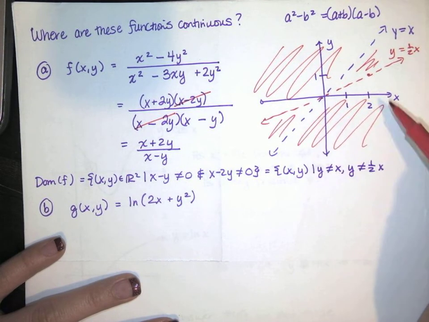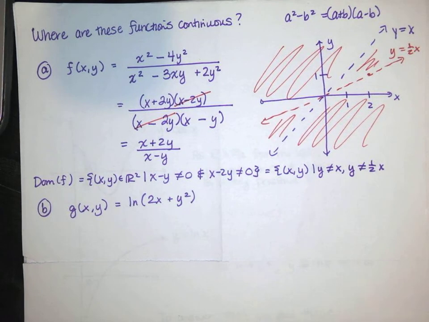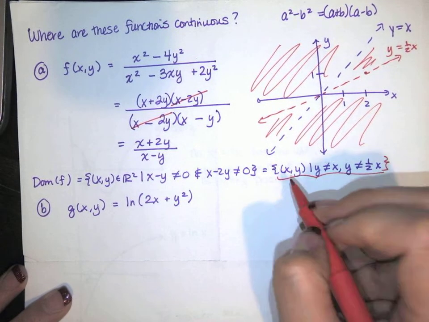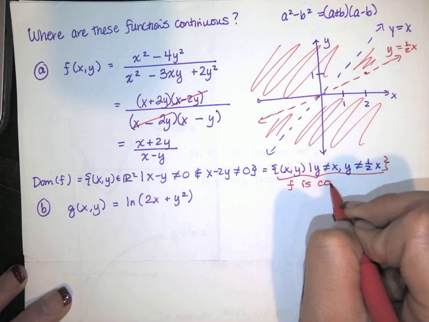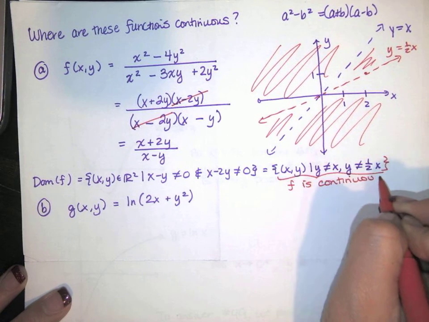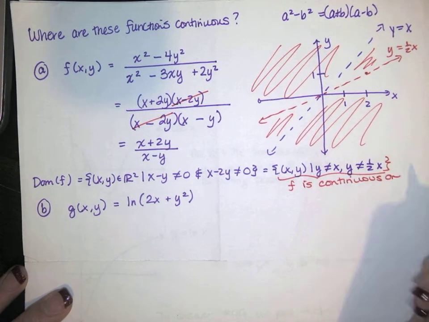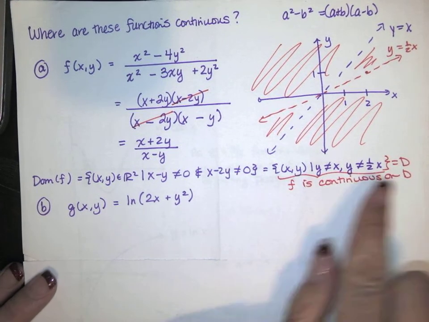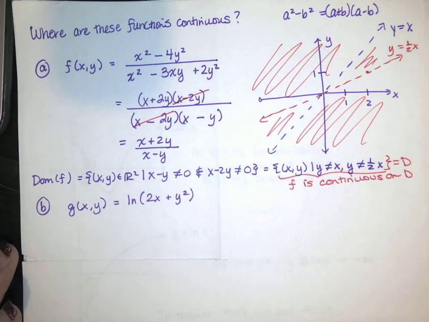You might say, I thought they were asking about continuity, and they were. Where is this function continuous? This function is continuous on its domain. So I'll say f is continuous on this region. I'm going to say continuous on D. D is the domain, and this is its domain. It's a set of all x, y, such that x is not equal to y, and y is not equal to 1/2 x.